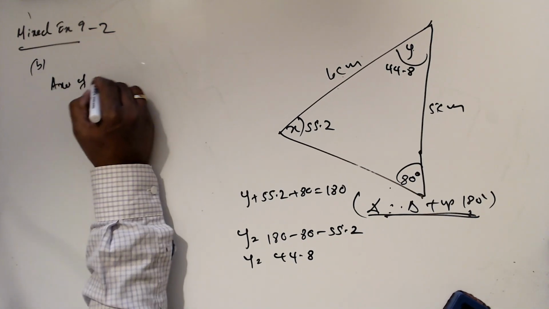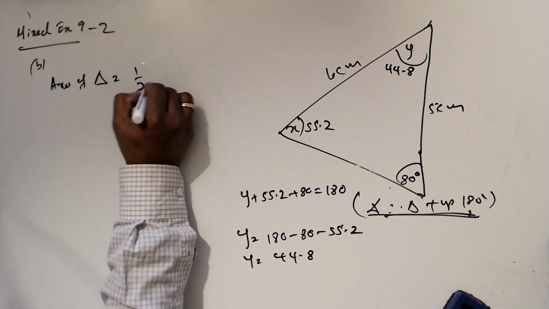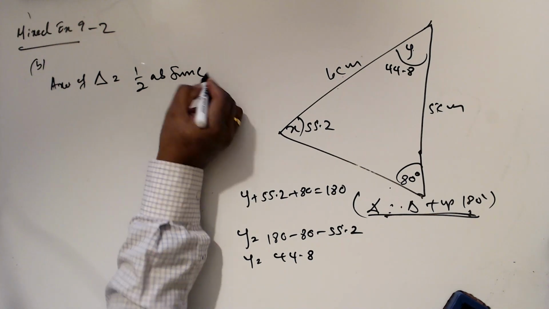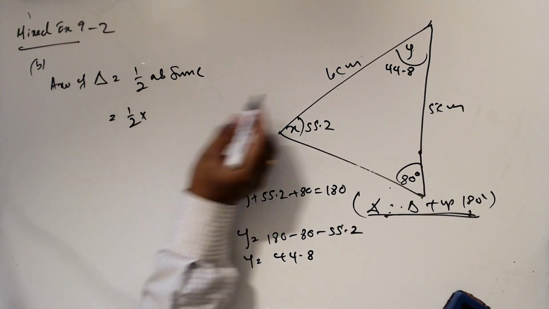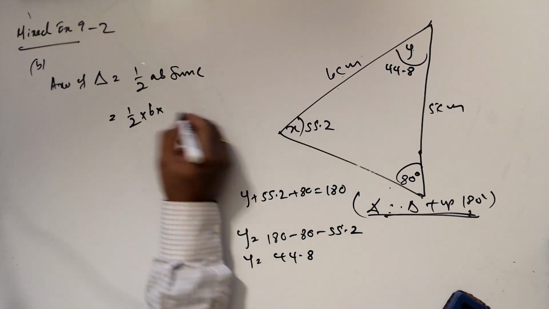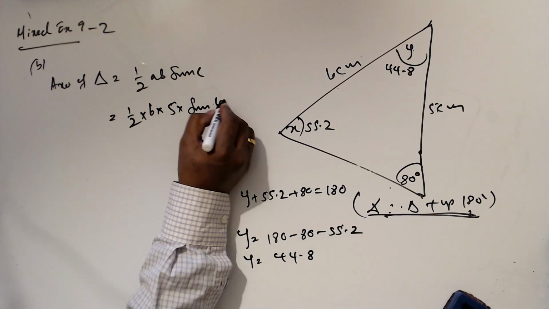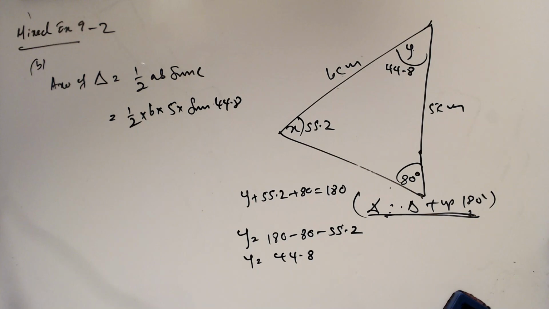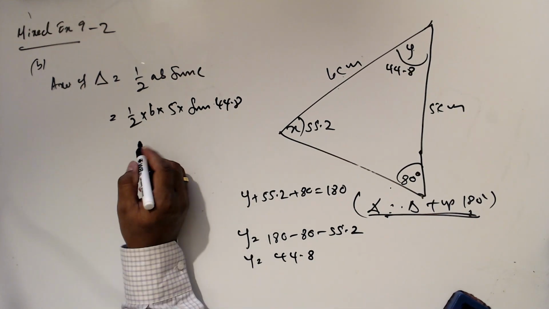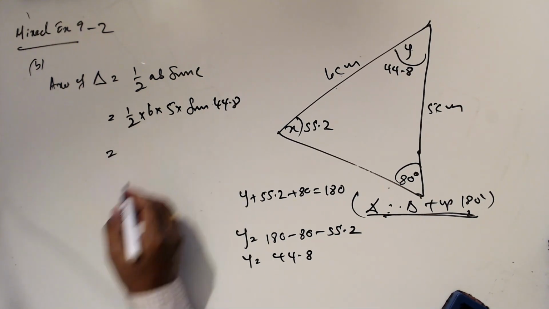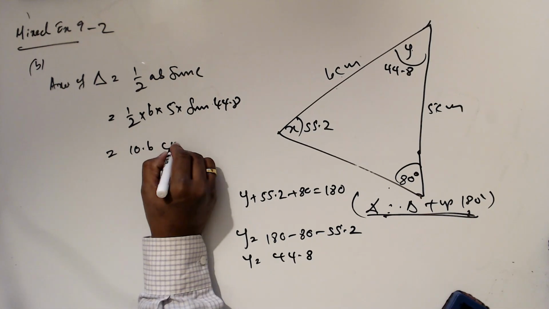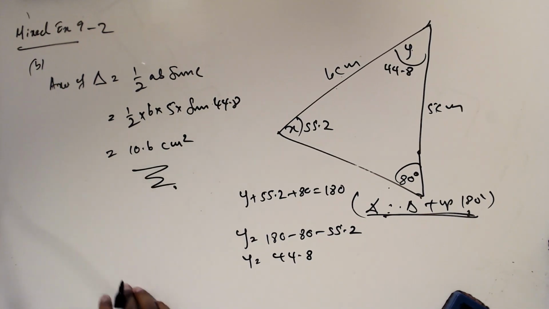Now area of triangle is equal to half AB sine C. So half a is 6, B is 5, and sine 44.8. So this value is going to be 10.6 square centimeter.